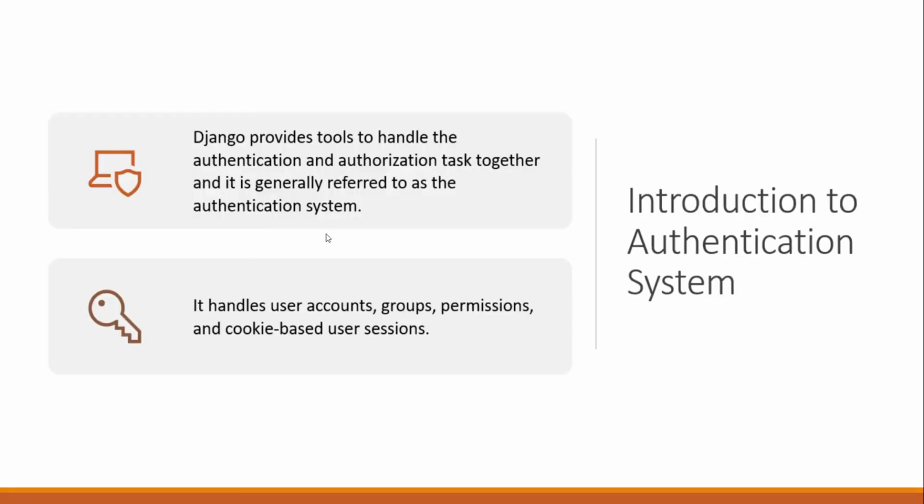So, now we will understand what is authentication system. Luckily, Django provides tools to handle the authentication and authorization task together, and it's generally referred to as the authentication system. So we can say that Django by default comes up with a user authentication system which handles the user account, groups, permission and cookie based user sessions. So with this we understand what is authentication system.